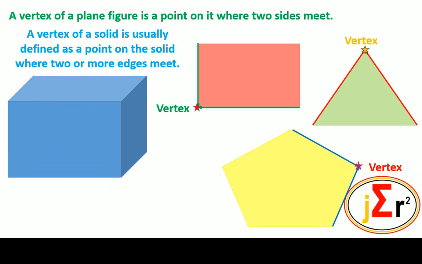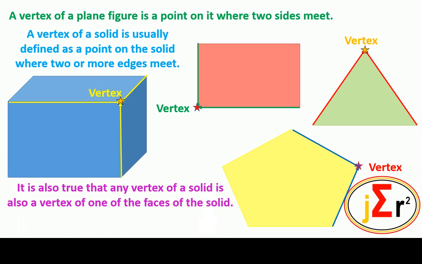Three-dimensional figure. A vertex of a solid is usually defined as a point on the solid where two or more edges meet. Right there, where two or more edges meet. This is one edge. Here's another edge. There's another. All three edges meet right here. Therefore, this point is a vertex of this solid, which we know to be a cuboid or a rectangular prism.